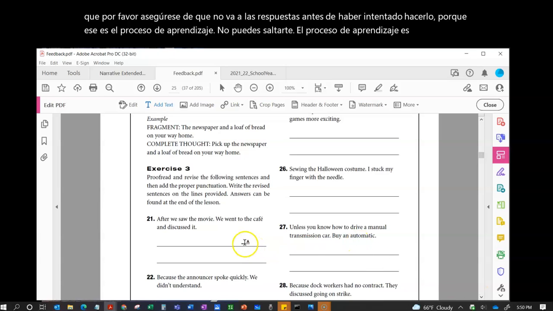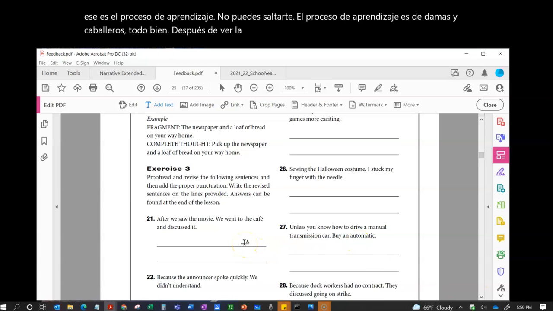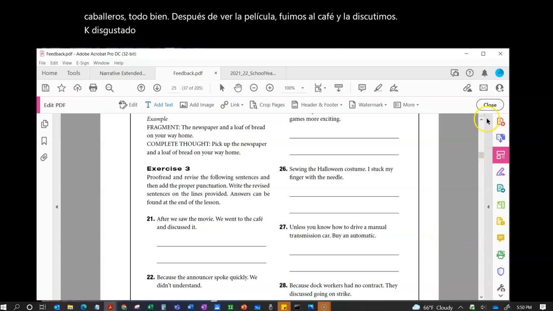All right, after we saw the movie, we went to the cafe and discussed it. Okay, discussed it. Ooh, discussed it. Okay, sounds like disgusted. Sorry, words can, anyway, sorry.